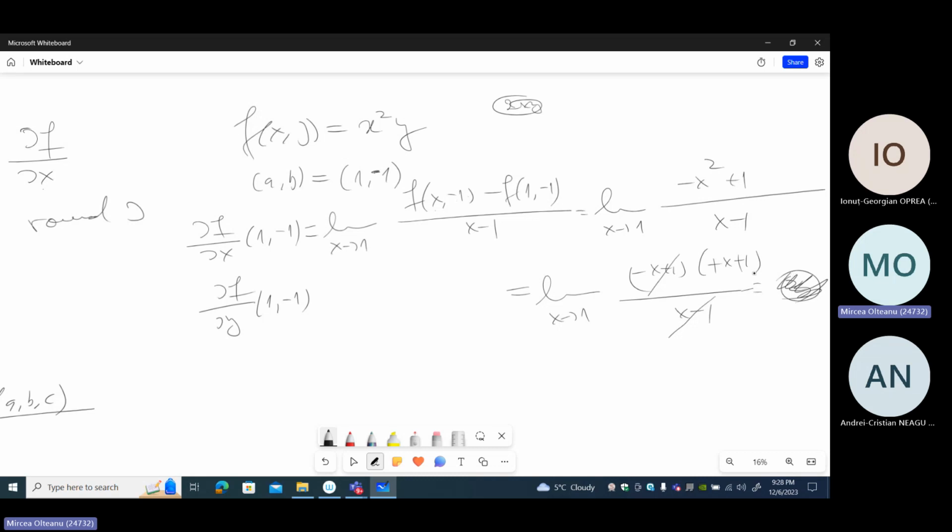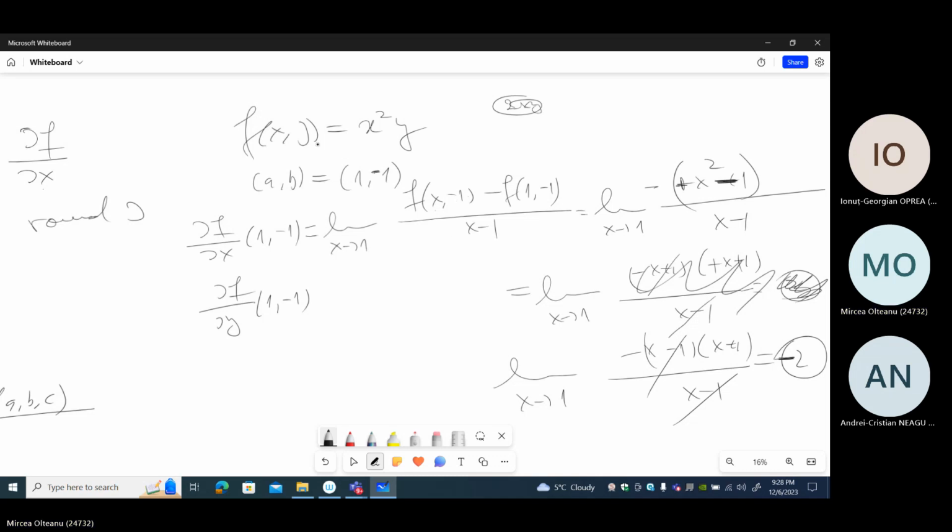So we have the limit when x tends to 1 of minus x. Okay, let's put the sign here. Like this, yes. So now we have minus x minus 1 times x plus 1 over x minus 1. And we have, of course, minus 2. So the partial derivative of this function with respect to the variable x at the point 1, minus 1 is minus 2. We compute it by using the definition.